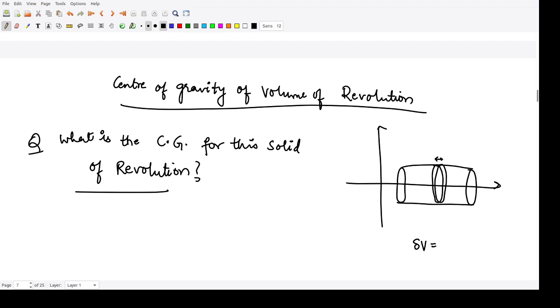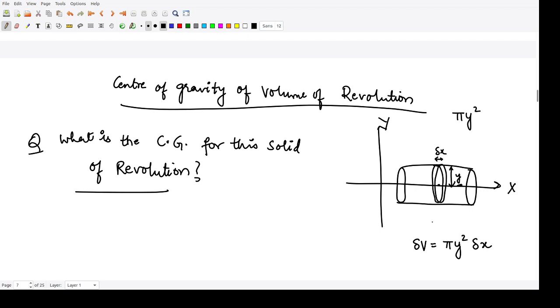What would be the total area? The total area would be pi y square. This distance is y, right? And this displacement is delta x, a very small displacement in x. This is y. So what would be the area? Area would be pi r square, pi into radius square. What is the radius? Radius is y. So it would be pi y square into this very small displacement dx. So this is the very small volume that we have.